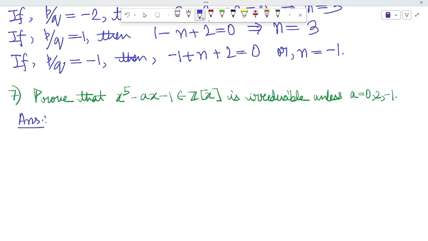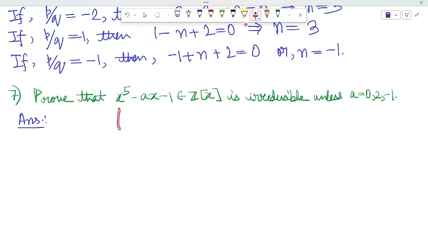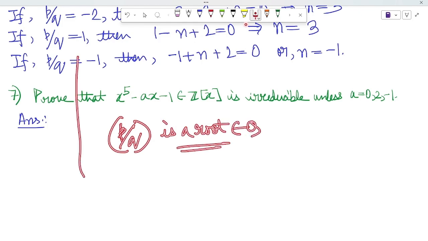Reducible means it can be split into two smaller factors. So if the polynomial has degree 5, the splitting will be either 1 plus 4 or 2 plus 3. If it has a degree 1 factor, that means it has a root inside Z, I mean inside Q, since this is monic, so I can work inside Q also. If P by Q belongs to Q is a root, then by the rational root theorem, P divides minus 1 and Q divides 1.